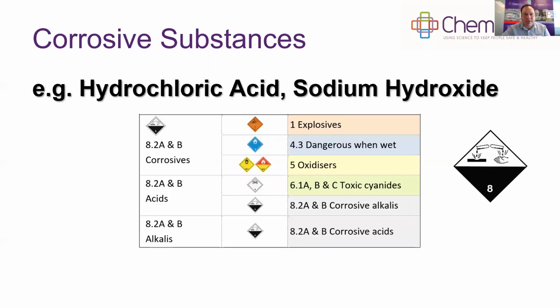Okay. So we have here now our corrosive substances. Good examples there, hydrochloric acid, which are the acids, of course, on one side of the pH scale, and sodium hydroxide, which is on the other side of the pH scale. Okay, it goes from 1 to 14.